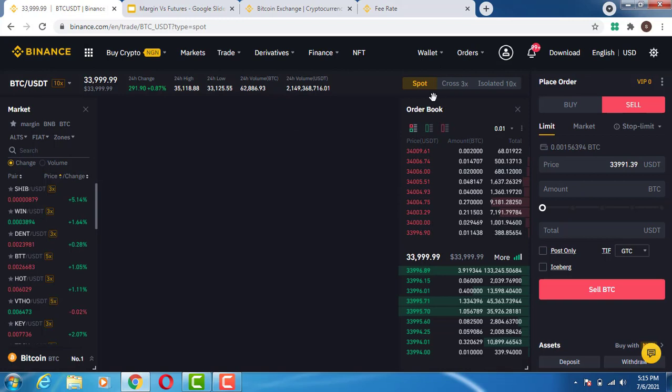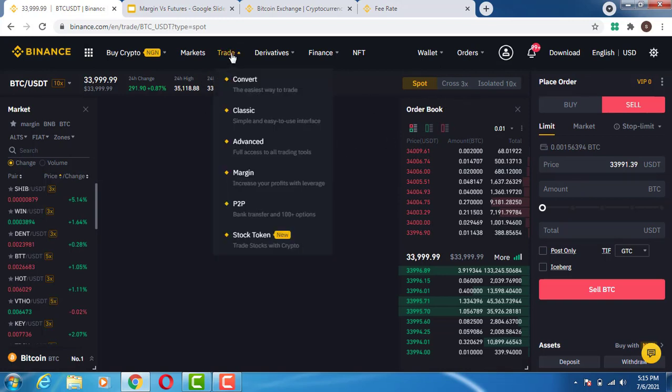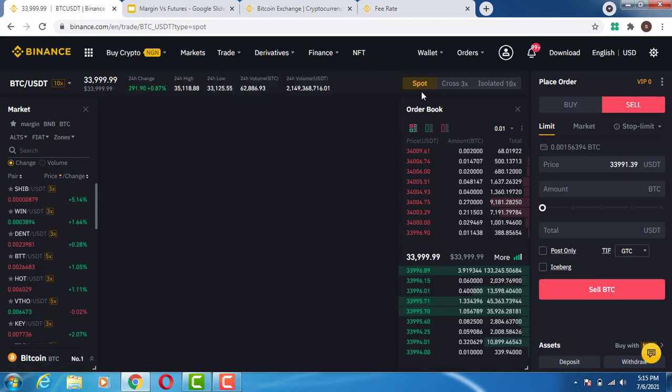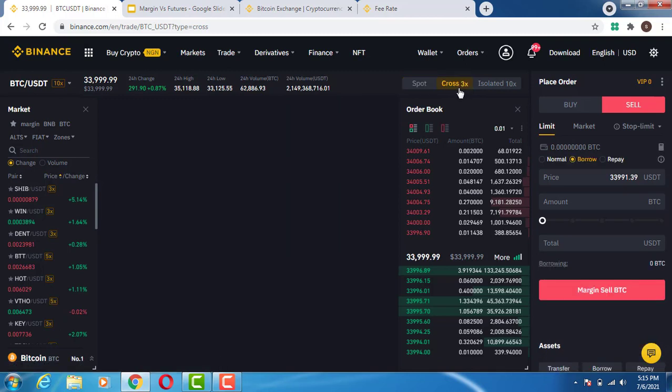Now, in margin trading, when you place a trade on margin, if you want to go to your margin account, you can simply go to this area and then click on this very area, or you come to your spot market and you place your market on cross 3x, or you place isolated 10x. So when you do that, you are already on your margin mode.